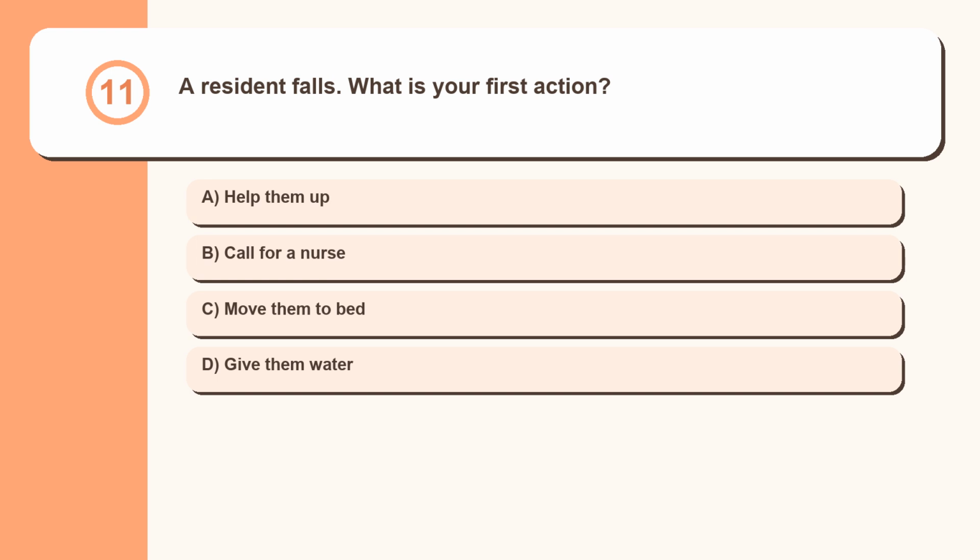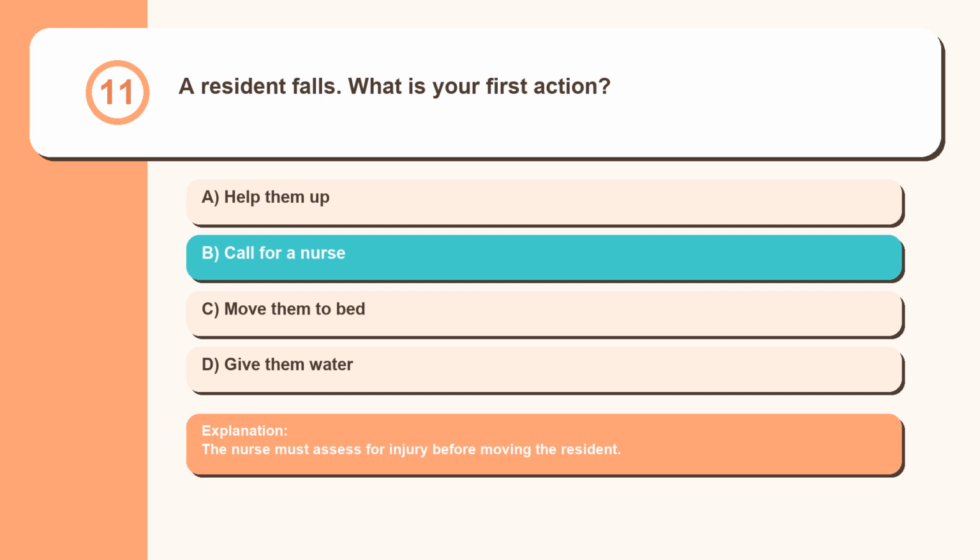Question 11. A resident falls. What is your first action? Help them up. Call for a nurse. Move them to bed. Give them water. The nurse must assess for injury before moving the resident.